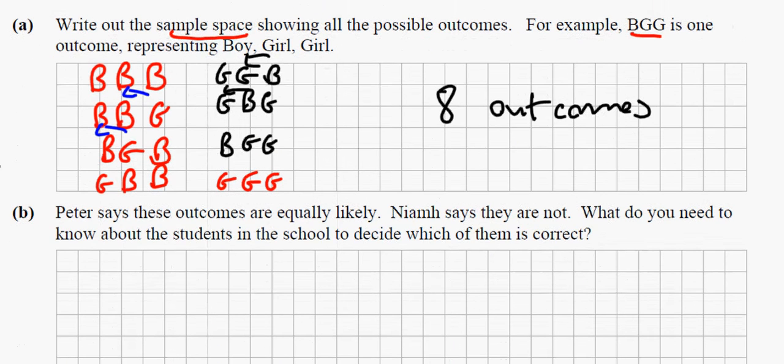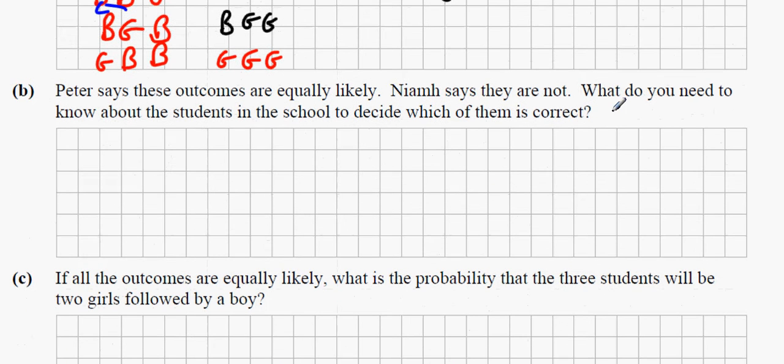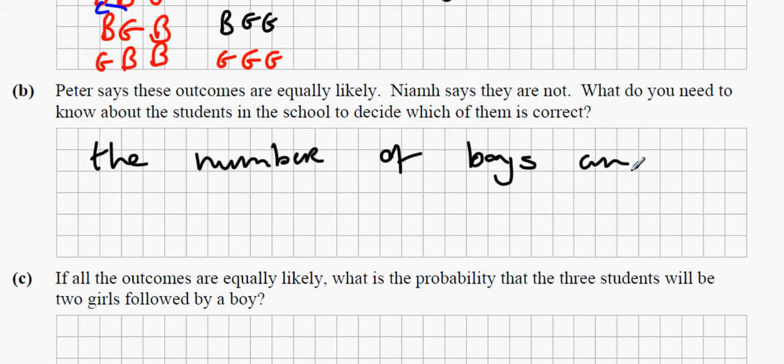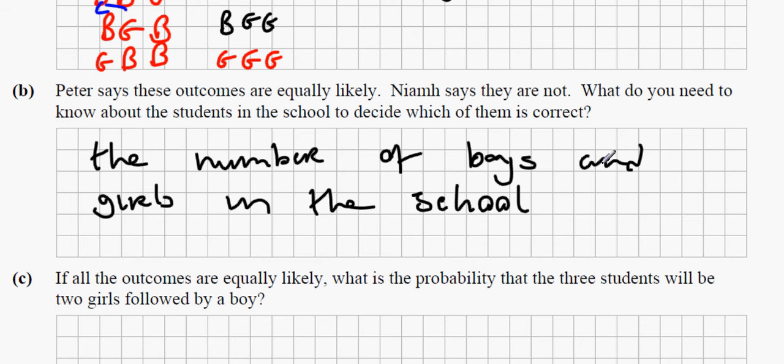Peter says these outcomes are equally likely. Neve says they are not. What do you need to know about the students in the school to decide who is correct? You need to know the number of boys and girls in the school. Basically, they're equally likely if it's 50-50, as in 50% girls and 50% boys. But because in most schools it isn't, it'll be biased towards either girls or boys.